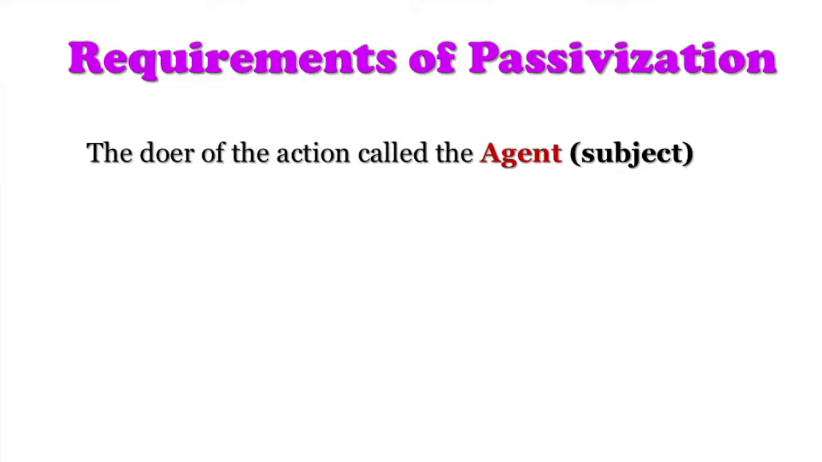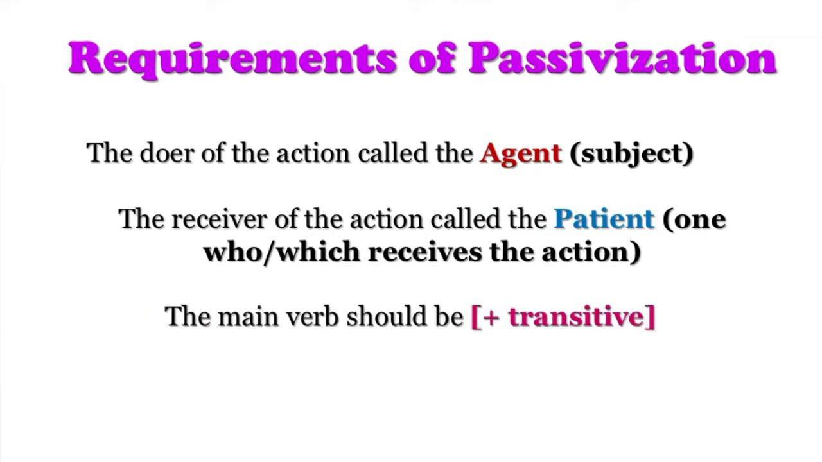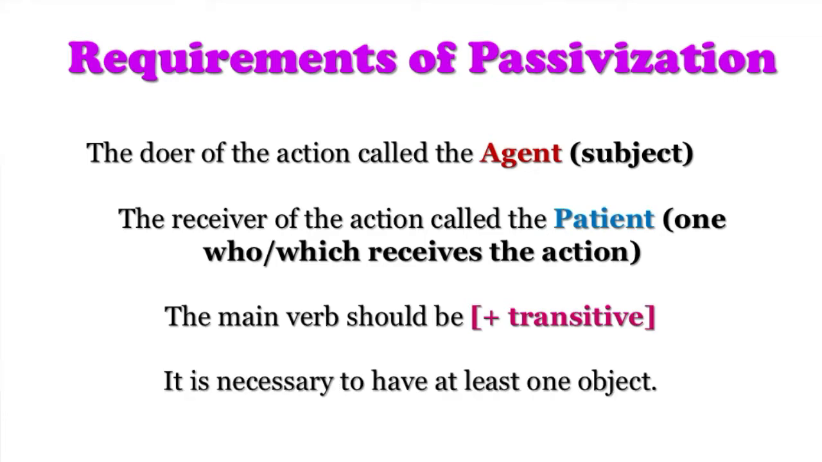ما شفنا شنو هما the passive sentences غندوزو دابا ال requirements of passivization. أول requirement هو the doer of the action تنسميه the agent وتكون the subject. ثاني حاجة خاصة تكون عندنا هي the receiver of the action, the patient, the one who or which receives the action، يعني اللي وقعت عليه ديك الأكشن. خاصنا كذلك the main verb يكون transitive ولا plus transitive. plus transitive يعني فعل متعدي يعني ضروري يكون عنده تيطلب الأوبجكت ما يمكنش يكون بلا أوبجكت ماشي minus transitive. In other words, it is necessary to have at least one object.